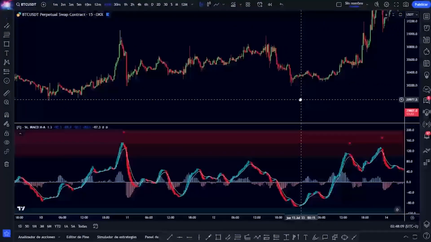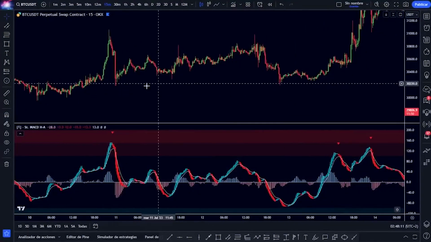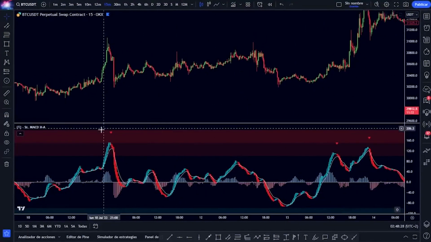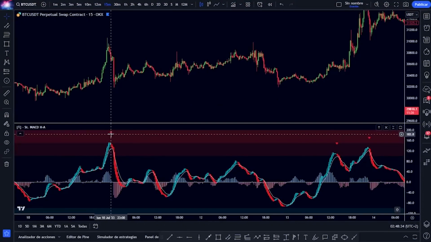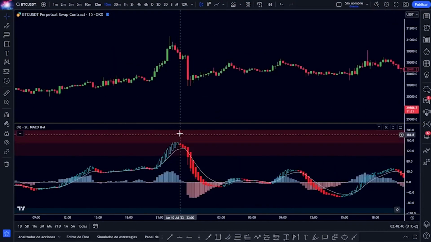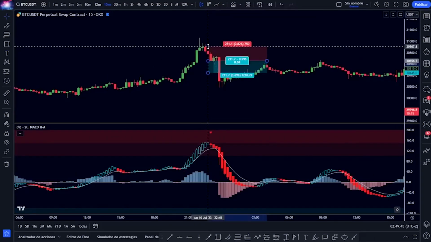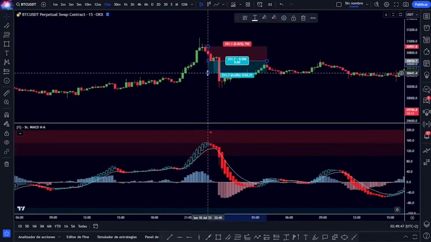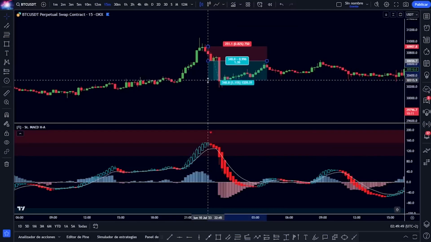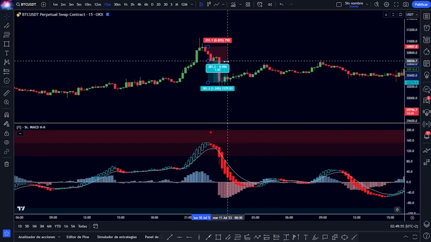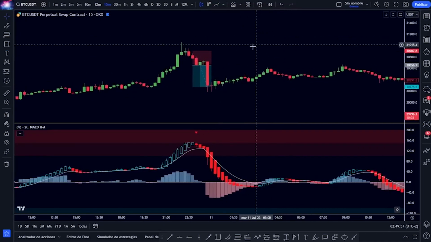But of course you may be wondering, what is the best way to operate with this indicator? Very simple, just follow the signals it marks. In this particular case, we can see this little red arrow that marks a possible entry in short. We would place the stop loss at the previous highs and the take profit at approximately a 1.5 ratio. As you see, in a few minutes, another positive operation.